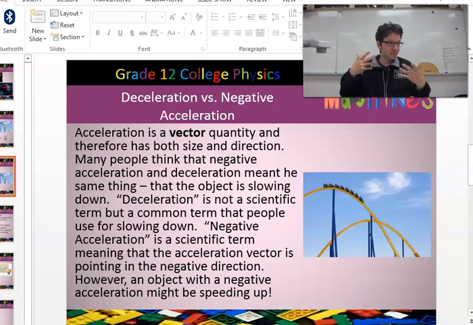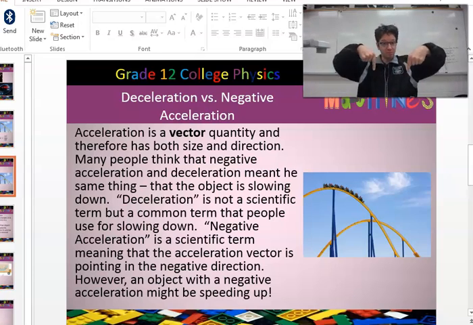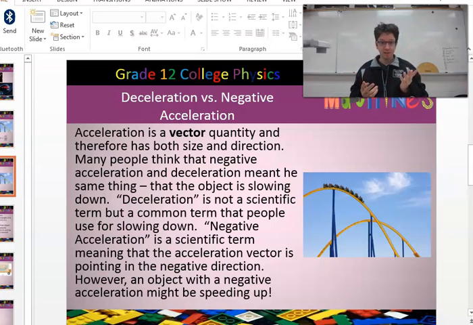That's a good thing to remember. If velocity and acceleration are in the same direction, whether it's both up, both down, both right, or both left, you're going to speed up. If they're in opposite directions, whatever that is, then you're going to slow down. But we're not going to use the term deceleration in physics.